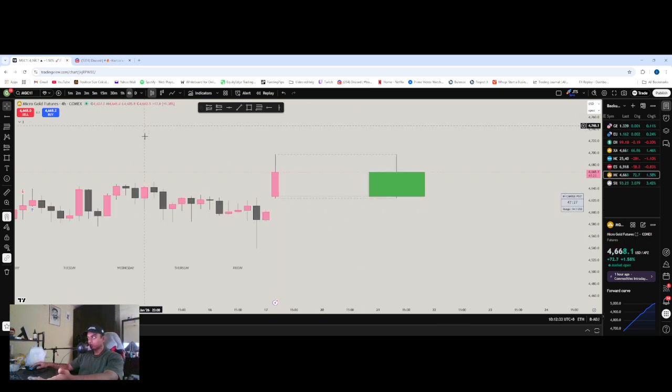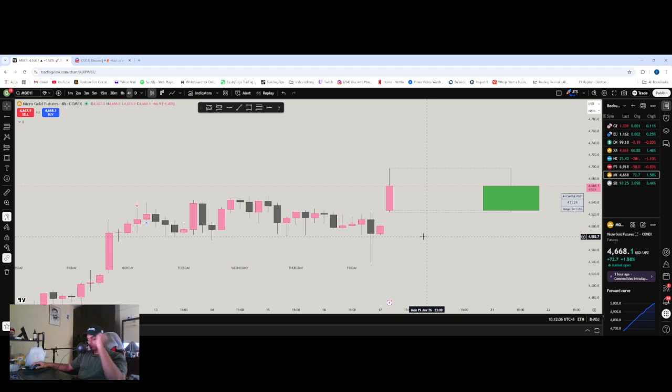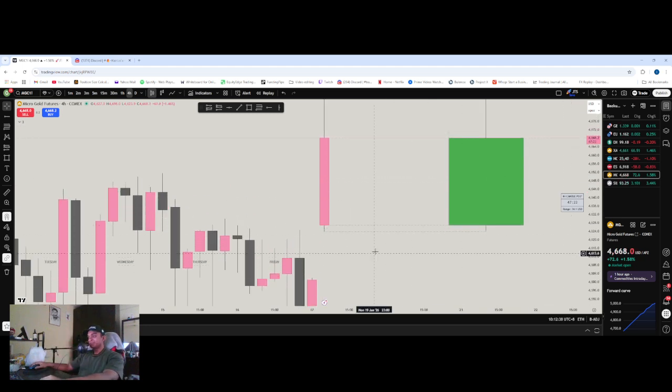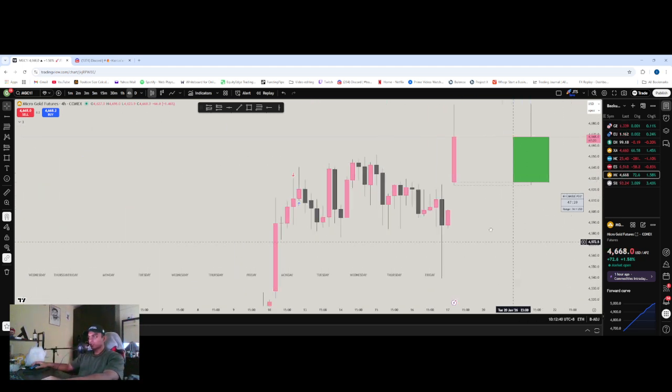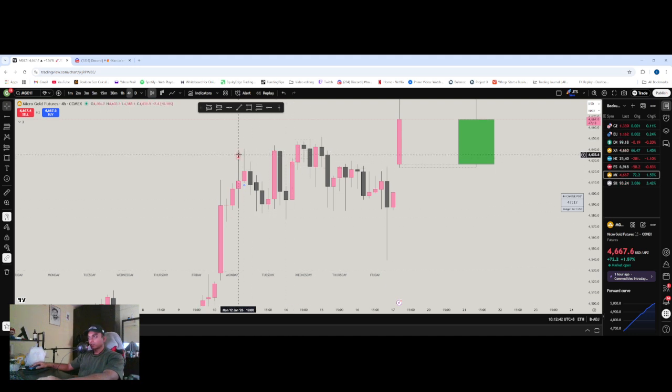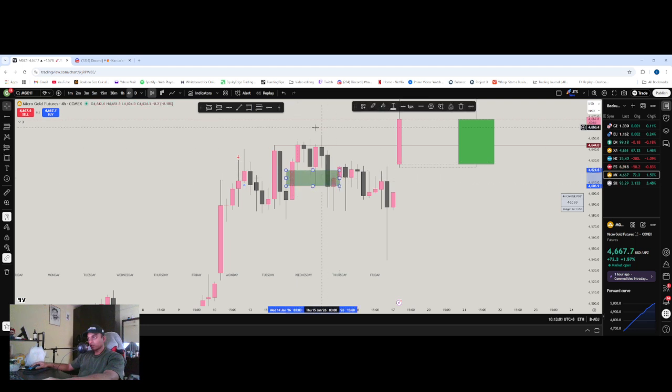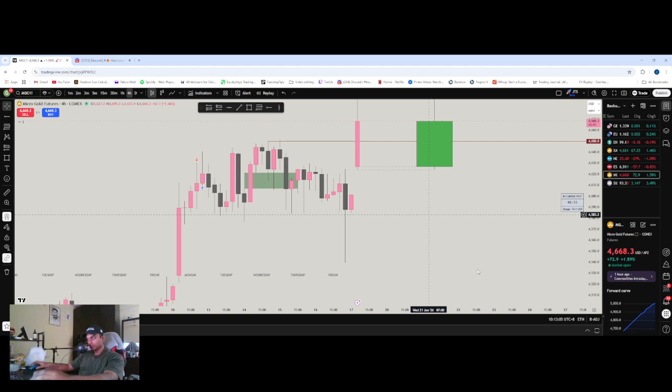Go to the 4-hour and look at the same thing. What is it doing? It's going up, took a swing high over here, and then went back down. Took a swing low over here, went back up, took a swing high over here. Went back down, took a liquidity over here, went back up, took a swing high over here. So basically you get the idea.